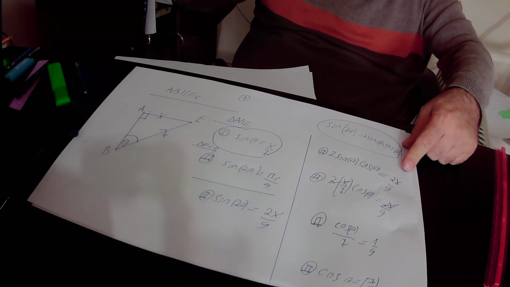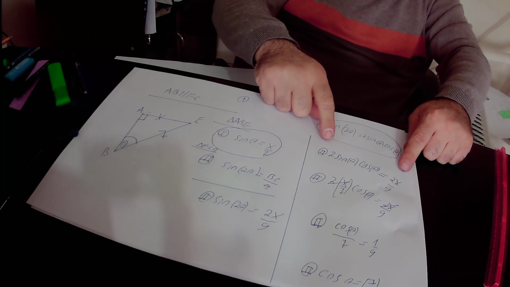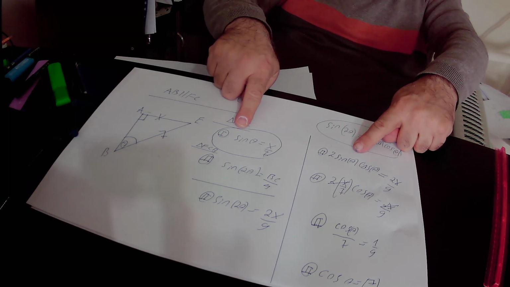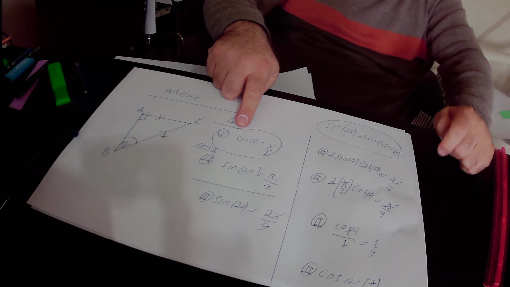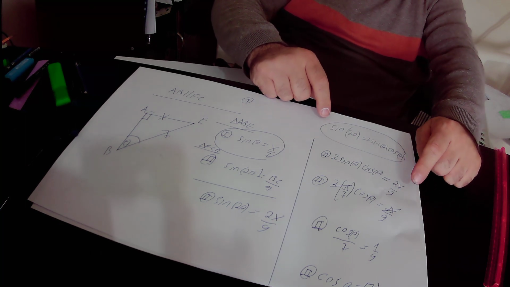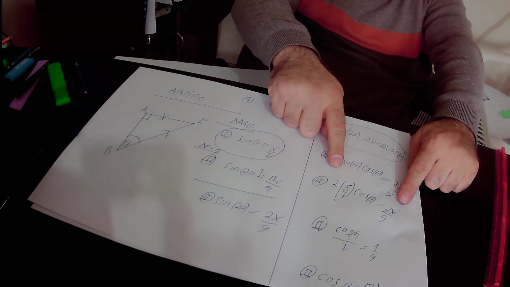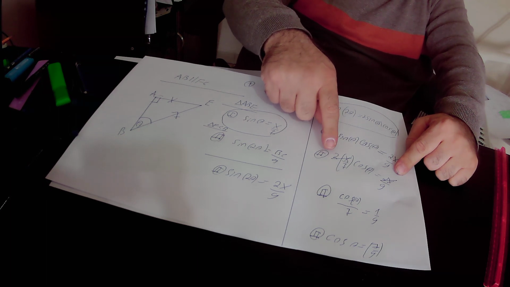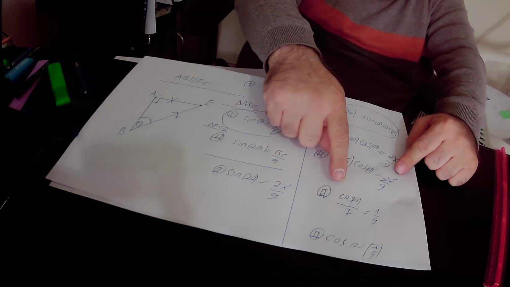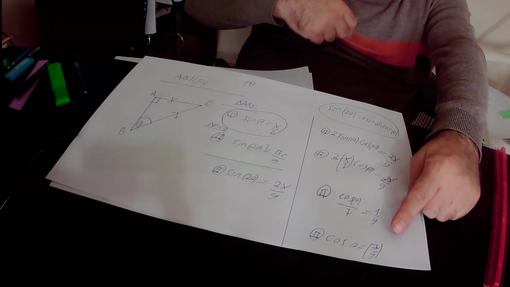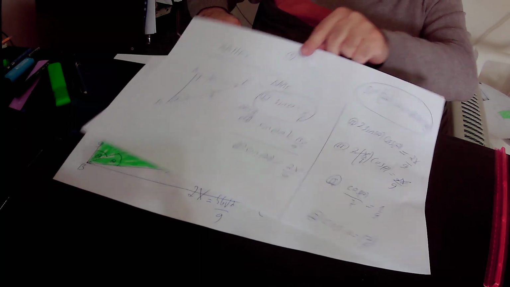But we have already found out that sine theta equals x over 7. So we substituted sine theta by x over 7, and we got that 2 times x over 7 times cosine theta equals 2x over 9. Here we have 2x on both sides of the equation, so 2x will get cancelled. We got that cosine theta over 7 equals 1 over 9. We multiplied this equation by 7, and we got that cosine theta equals 7 over 9.